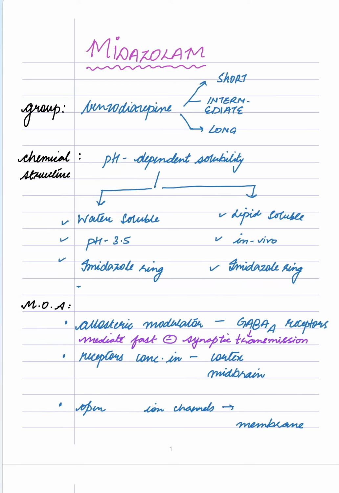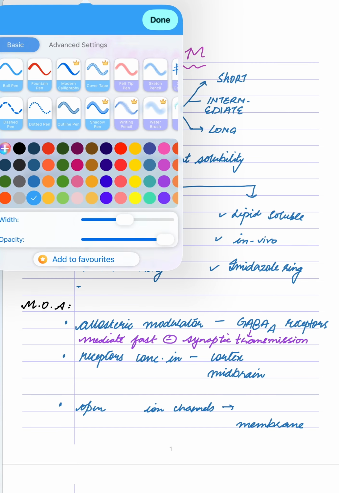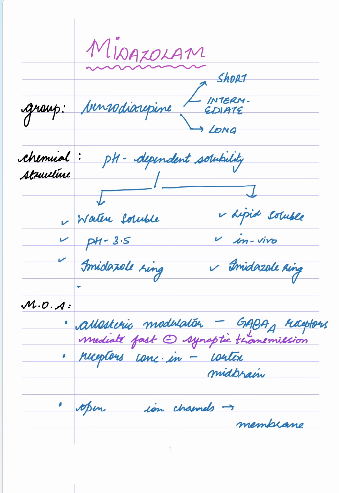Today we'll be discussing the drug Midazolam. Midazolam, as we all know, is a benzodiazepine. Benzodiazepines themselves are categorized as short-acting, intermediate-acting or long-acting. The short-acting ones include Midazolam. Intermediate-acting are lorazepam and temazepam. And long-acting drugs include diazepam.